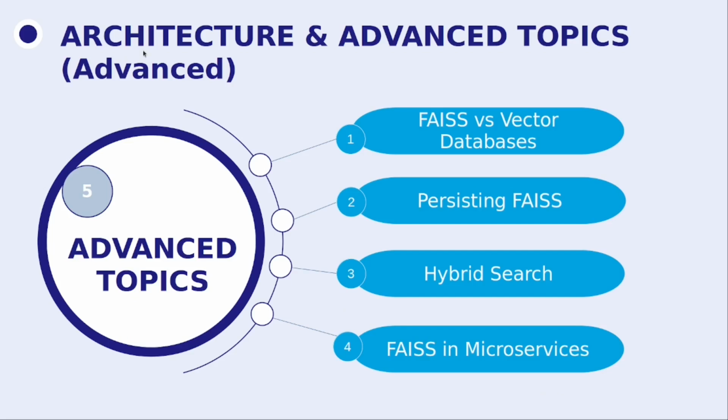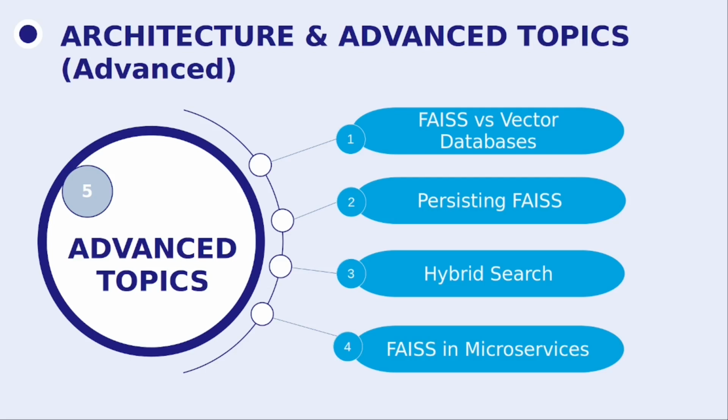At this stage, something changed. You are no longer asking, how do I use FAISS? That question is already solved. Now you are asking a harder question: should I use FAISS at all? This is the difference between a developer and an architect. This stage is not about code. It's about trade-offs, architecture, and real-world constraints.